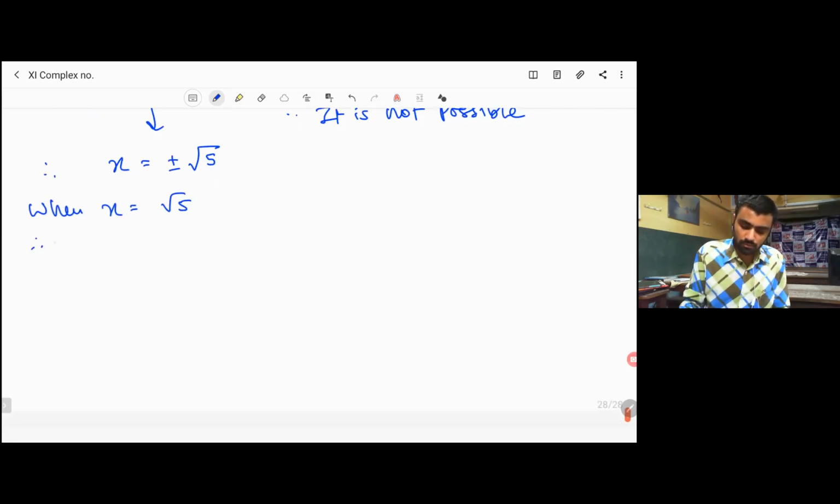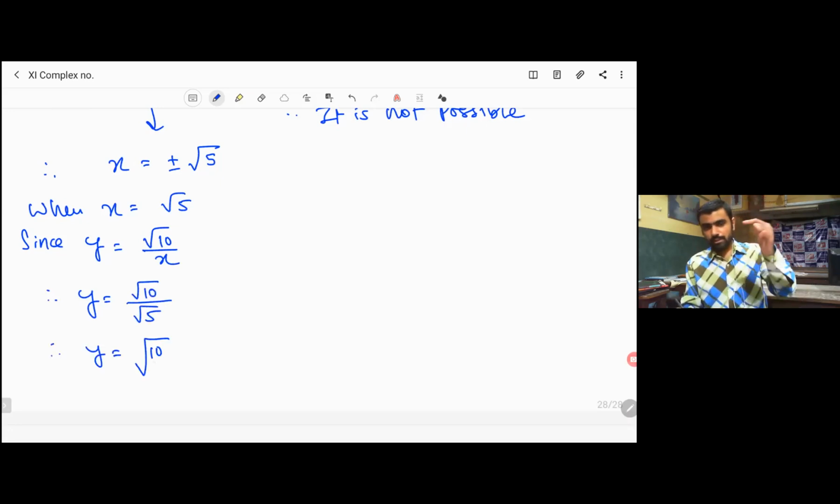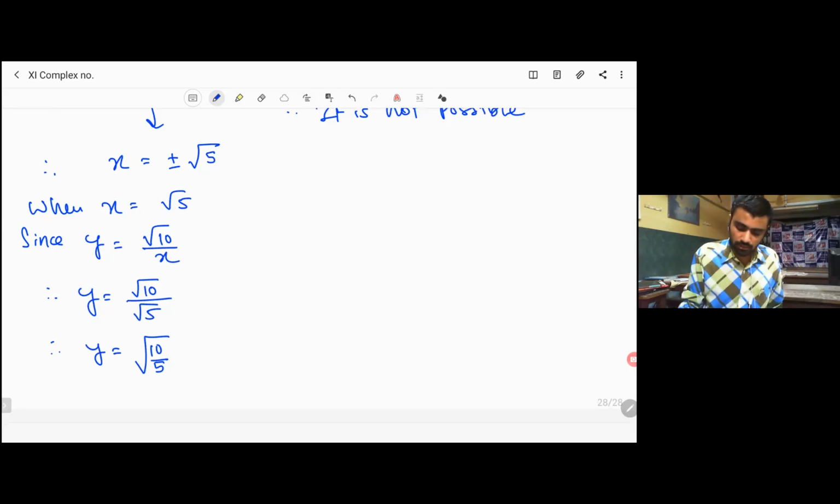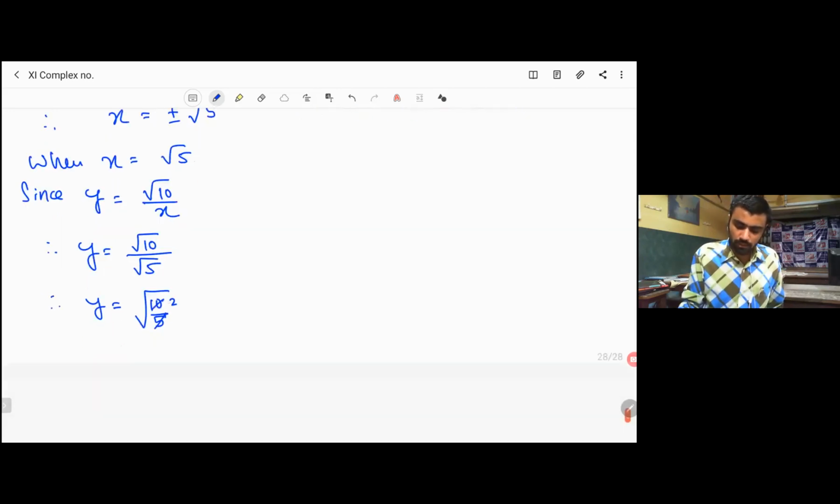Since y is equal to √10 upon x, therefore y is equal to √10 upon √5. Therefore y is equal to... इसको हम कंबाइन रूट में ले सकते हैं, है ना. न्यूमरेटर डिनोमिनेटर इंडिविजुअल रूट है तो मैं उसको पूरे को कंबाइंड रूट कंसीडर कर सकता हूँ. So inside this root, 10 upon 5 is going to be 2, so y becomes only √2.